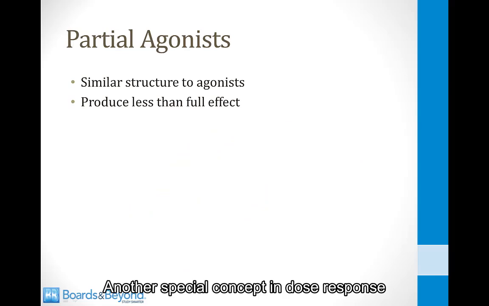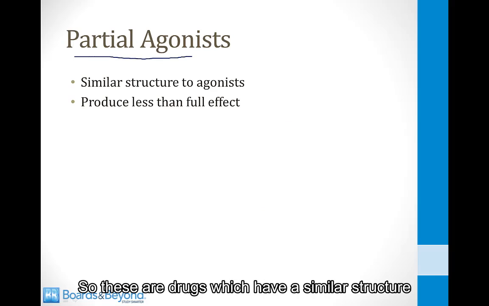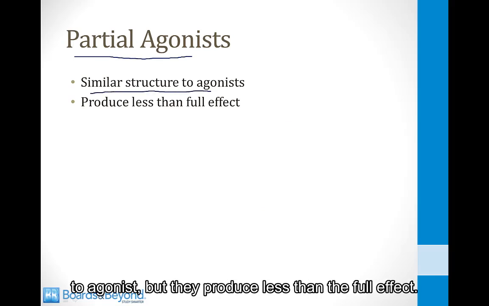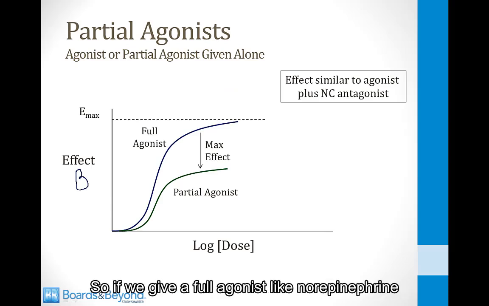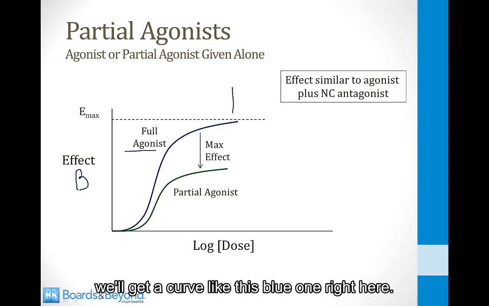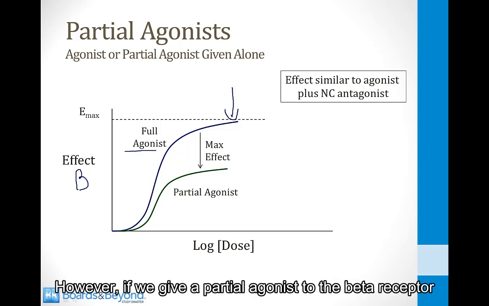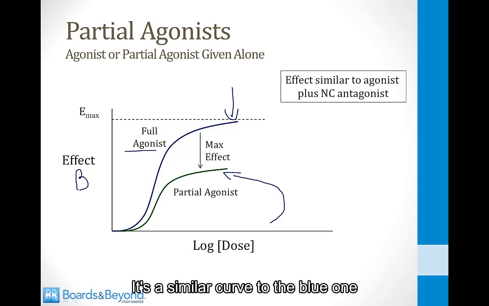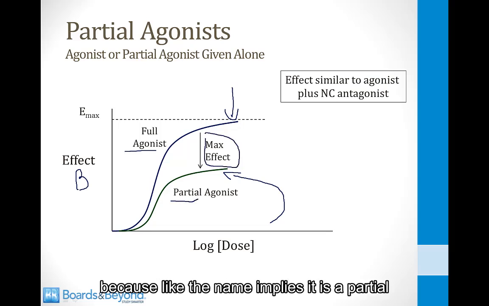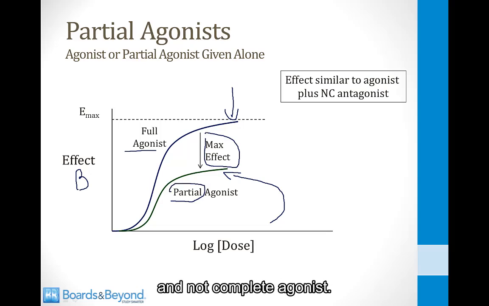Another special concept in dose-response relationships is that of partial agonists. These are drugs which have a similar structure to agonists, but they produce less than the full effect. So let's use our example again of beta receptors. If we give a full agonist like norepinephrine, we'll get a curve like this blue one right here. However, if we give a partial agonist to the beta receptor, we will get a curve like this green one right here. It's a similar curve to the blue one, but there is a decreased max effect because, like the name implies, it is a partial and not complete agonist.